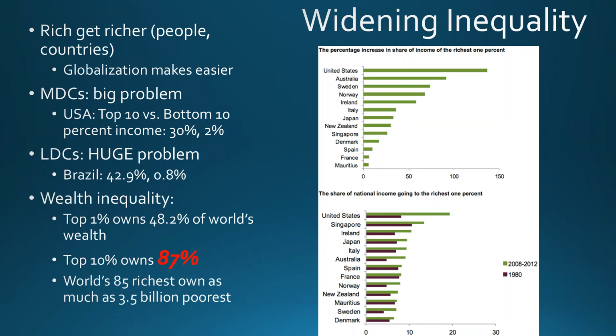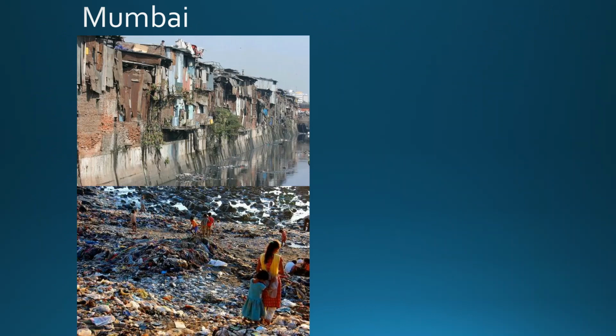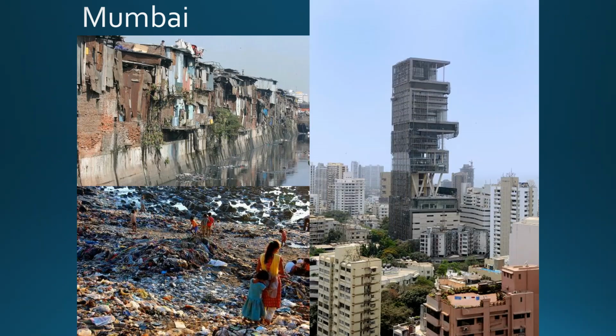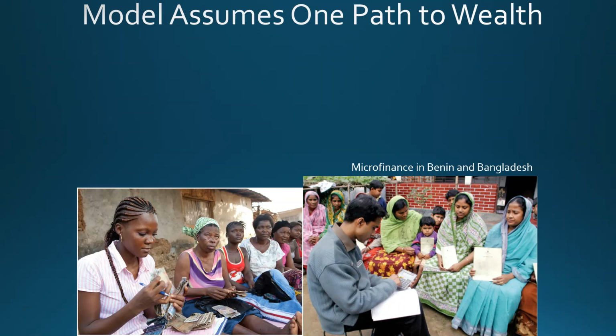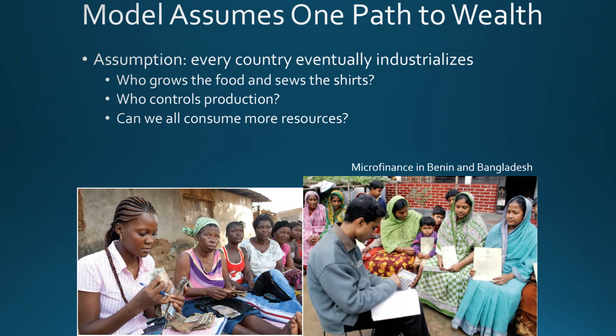There is an incredible amount of inequality and a huge gap between the rich and the poor globally and in the United States. And that's how you wind up with scenes like this in Mumbai, where you have some pretty abject, horrific poverty, but then also multi-million dollar homes being built in the same city not that far away. This model, though, assumes that there is one path to wealth, and the assumption is that every country eventually industrializes. But if that happens, who grows the food and who sews the shirts and who controls production? And can we all consume more resources, which you're going to learn that we can't, right?